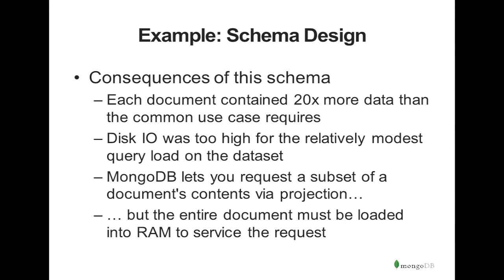The disk I/O was too high for the relatively modest query load that you would expect from this use case. Now, it is true that MongoDB allows you to use what's called a projection, which says, okay, give me this document, but only project back a subset of it. But even though the application is only getting a subset of that data, that document still had to be loaded into memory, and it had to traverse the I/O subsystem to get into memory. So you're using I/O, you're using RAM.